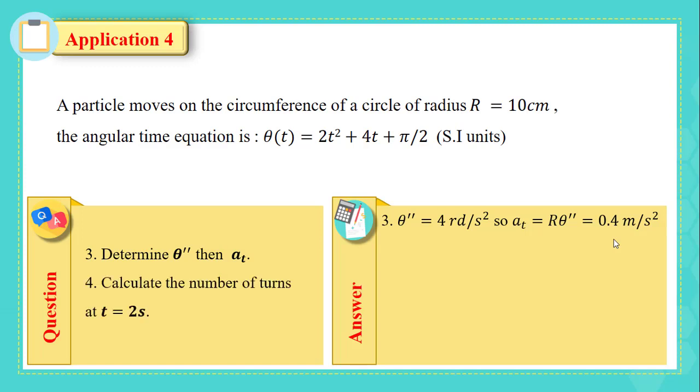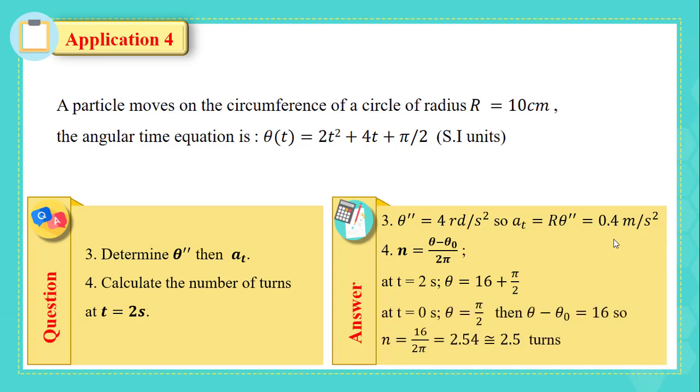Part 4. Calculate the number of turns at t equal to 2 seconds. Using the relation n is equal to theta minus theta 0 divided by 2 pi, we substitute t in the expression of theta of t, that will give 16 plus pi over 2 radians, and we substitute t equal to 0 seconds in the equation of theta, and that will give pi over 2. Then theta minus theta 0 is equal to 16, therefore n is equal to 2.54, that means approximately 2.5 turns.